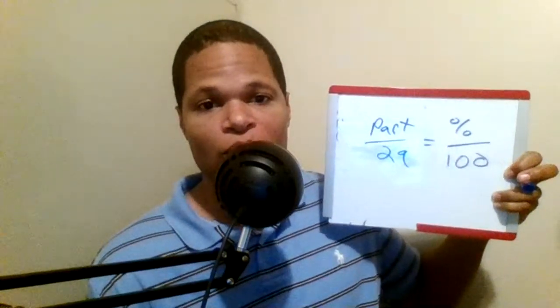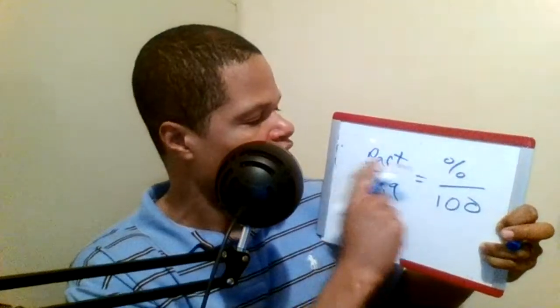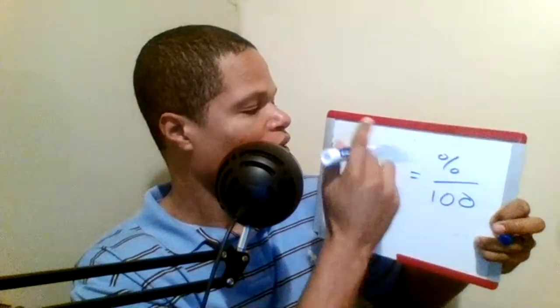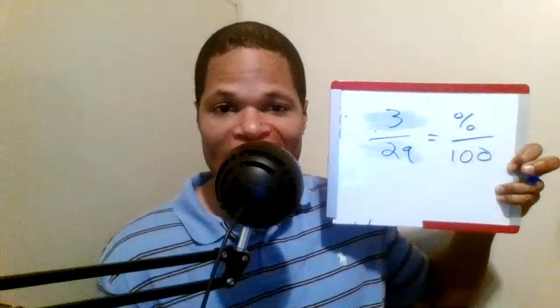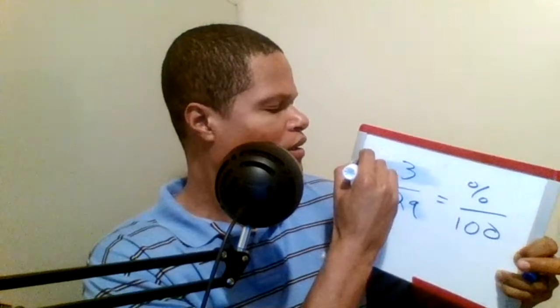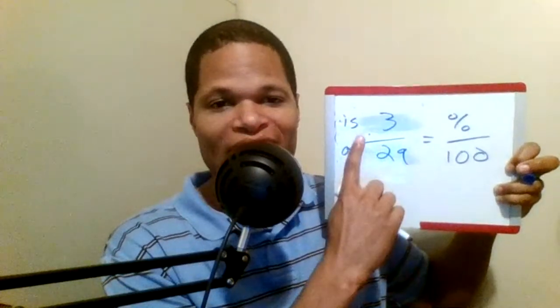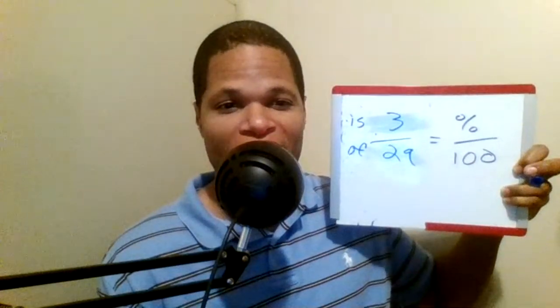And it says what percent? We don't know the percent, that's what we're trying to find out. Therefore, I know that 3 has to be the part. So, little tip: if you see the word of, that's going to be your whole, your denominator. If you see the word is, it's almost always the part.